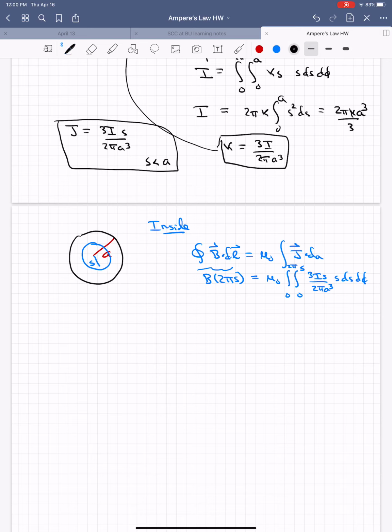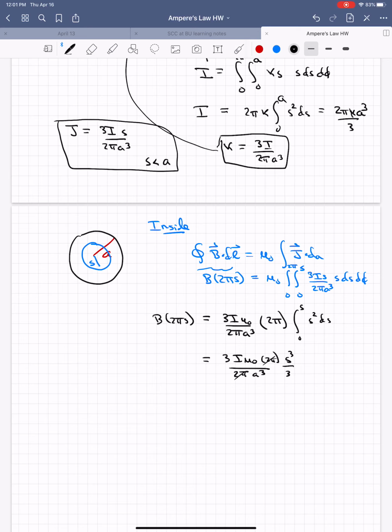So here I have now B times 2 pi s. The 3, the I, the mu naught, the 2, the pi, the a cubed all come outside. I'm going to get 2 pi when I do the phi integral. And then what I'm left with is the integral of s squared ds from 0 to s. And so I'm going to get 3I mu naught 2 pi s cubed over 3 over 2 pi a cubed.